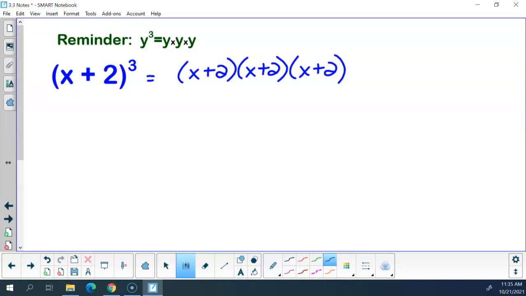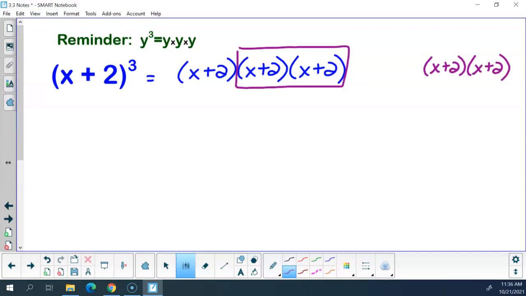Okay. So how many can I do at a time? 2. I'm going to do the front 2, the back 2, or the first and the last? Last 2. Okay. So we're going to do the last 2 here. We're going to break that out. We're going to go x plus 2 times x plus 2. Right? So then that's going to be a double distributive.